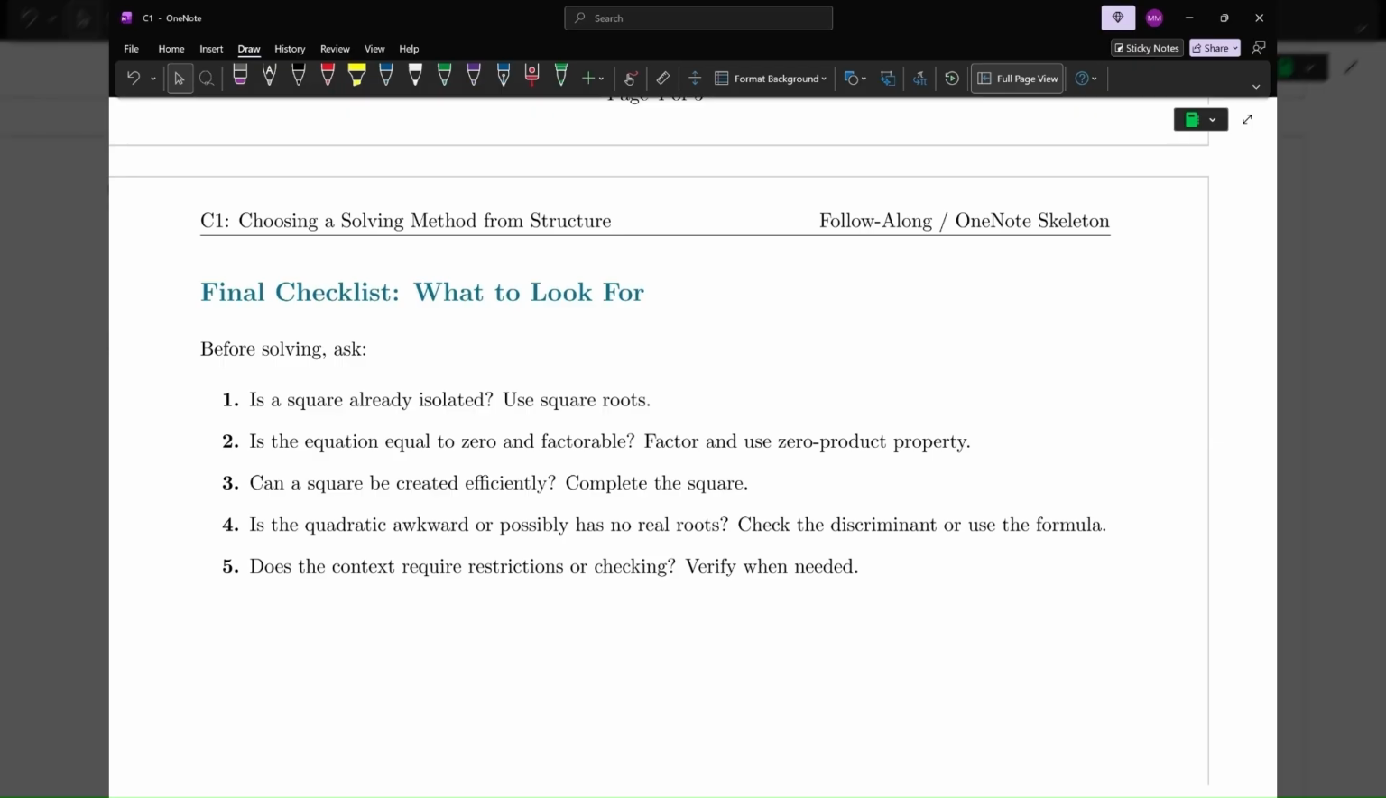And again, it has to be obvious, right? If there's anything odd, if the vibes of creating the square are off, don't do it. Try the quadratic formula. So 4 says, is it awkward? Maybe it doesn't have real roots. Check the discriminant. And if that discriminant was positive, I would just use that quadratic formula and finish the question. And finally, we'll come back to this later, but does the context restrict the domain of the solutions, or do I need to check it and verify if needed?